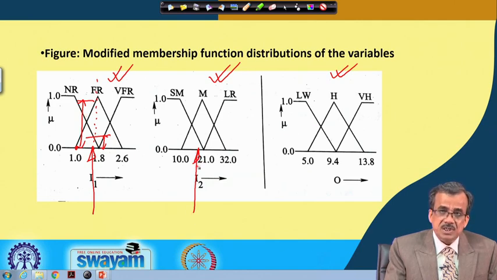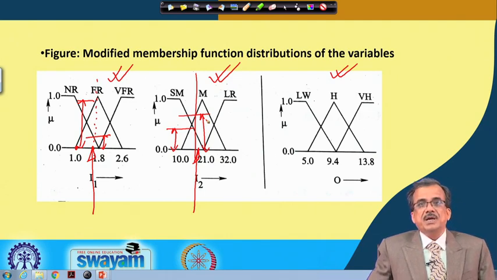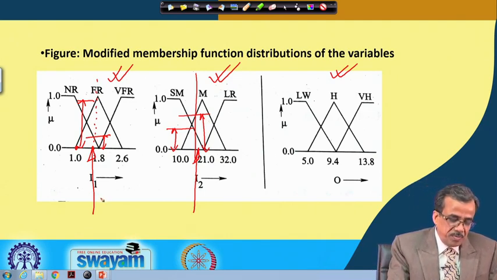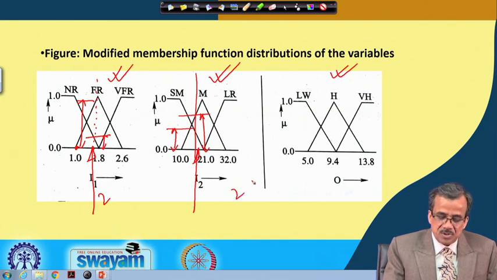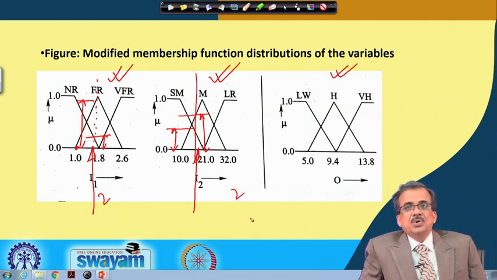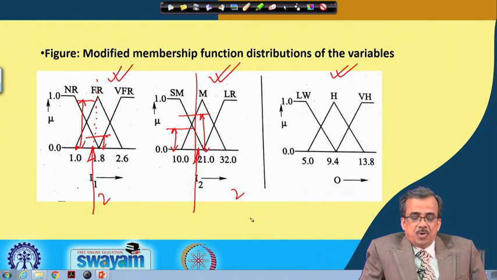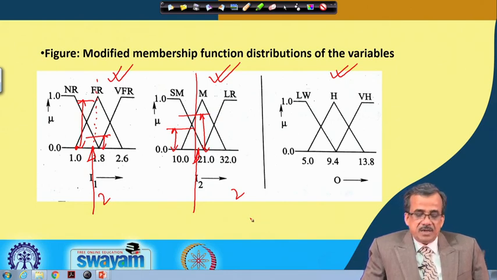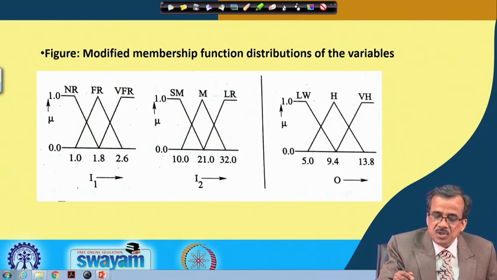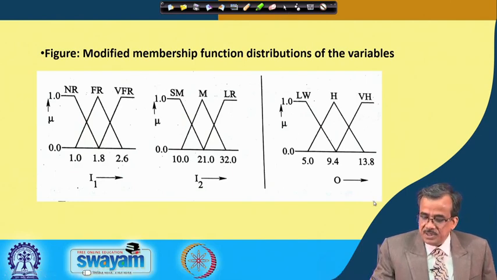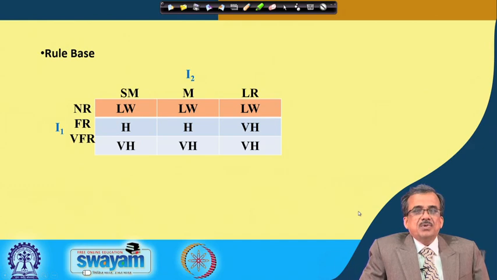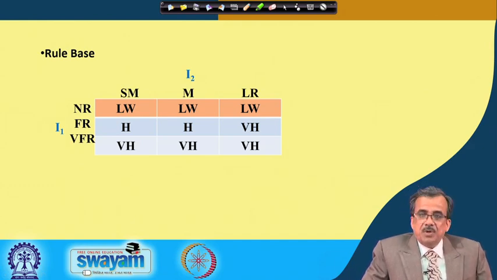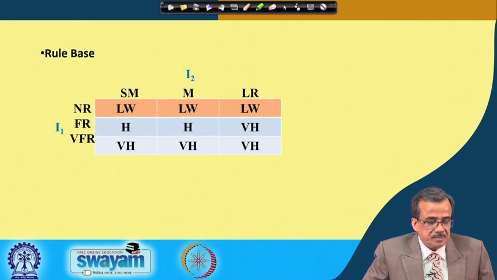Similarly, corresponding to this particular value of I2, I will be getting a particular mu value corresponding to small, and another mu value corresponding to medium. So, here there are two mu values, here there are two mu values, so 2 multiplied by 2, there is a maximum of 4 fired rules. And using those fired rules, we will have to find out what should be the fuzzy fired output, and then we will have to go for the crisp output using defuzzification.